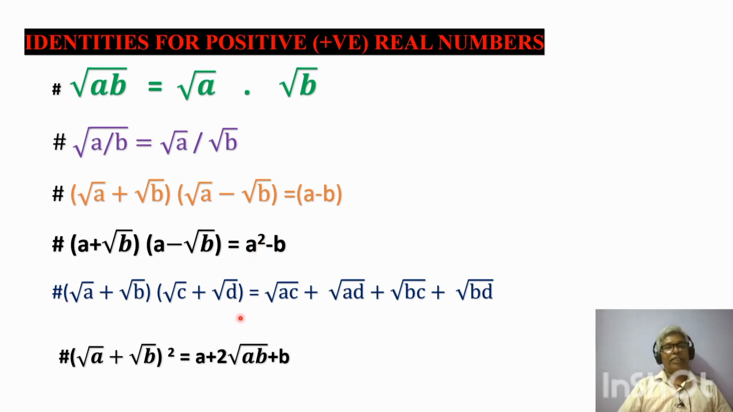We multiply two brackets here, root a plus root b in one bracket and root c plus root d in another bracket. Then a multiplies to c and d. Here we get root ac plus root ad. Again b multiplies to c and d. So we get root bc plus root bd. And another one is root a plus root b the whole square is equal to a plus 2 root ab plus b.